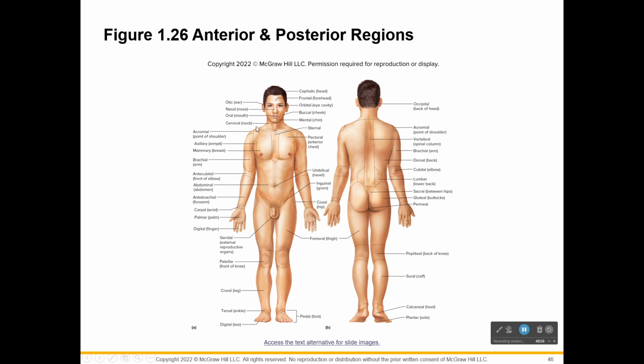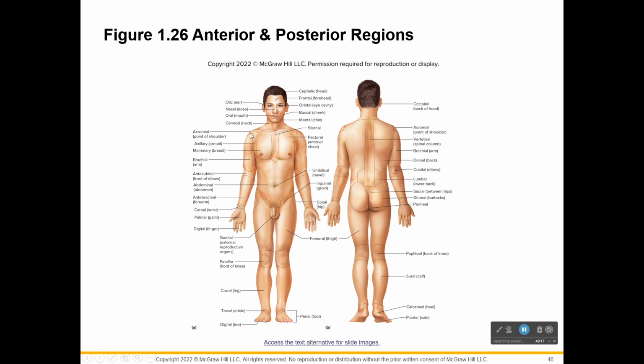Cervical. Now, when you talk about your cervix, it is the neck. Now, the cervix of your reproductive structure, you're thinking about the neck of the uterus. So this is the cervical region. Don't point to the female down here, okay? We're talking about the neck.